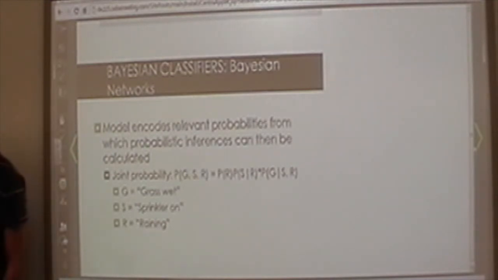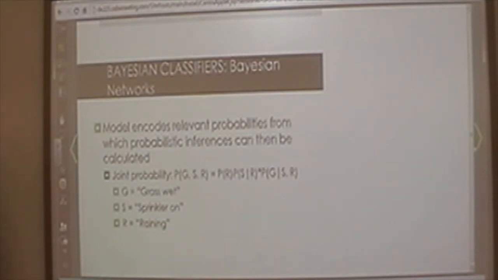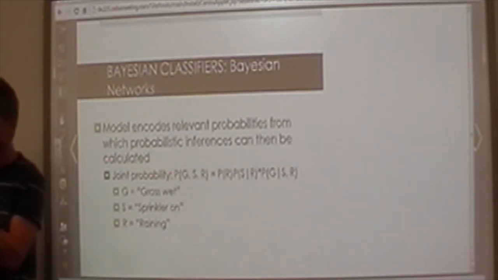So this model that we now create, and we're going to see how this works if we have time, if not today, on Monday, when we actually bring up Weka and start looking at how this is implemented there. The model is going to encode the relevant probabilities, and then we can use those probabilities to start making inferences. And the first thing we want to do, there's this concept of a joint probability.